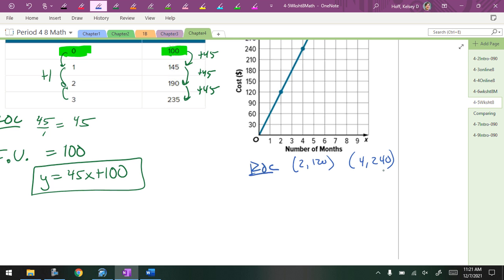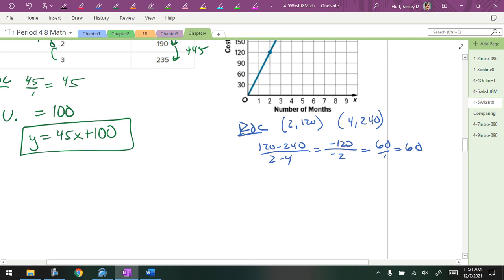Y minus y over x minus x. What'd you get? 60? Yes, I absolutely agree with that. Okay, now in this one we do have to plug it in. Which point do you want to plug in? 2, 120 and a slope of 60? What would my equation say? Y minus 120 equals 60 times x minus 2.